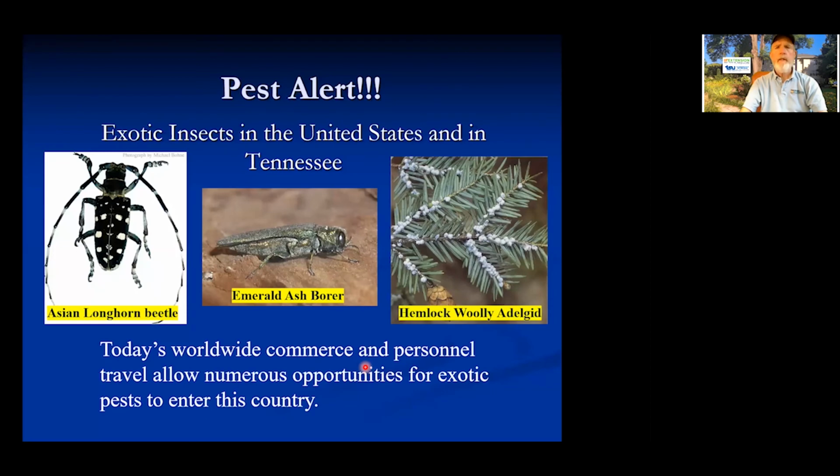Some insects can be a problem. The alert here is for some of the insects. There's more too that are coming. One is the Asian longhorn beetle, emerald ash borer, hemlock adelgid.